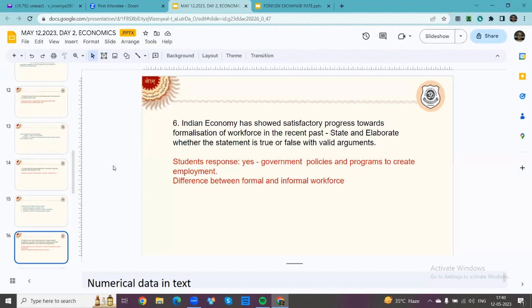The answer is false, because only about 9% is really correct. I don't know, some 12% only is the formalized sector, the remaining is informal. So the government did not give importance to formalization. So the statement is wrong. You're correct, ma'am, absolutely correct. So they will have to write the statistics that are there in the textbook.